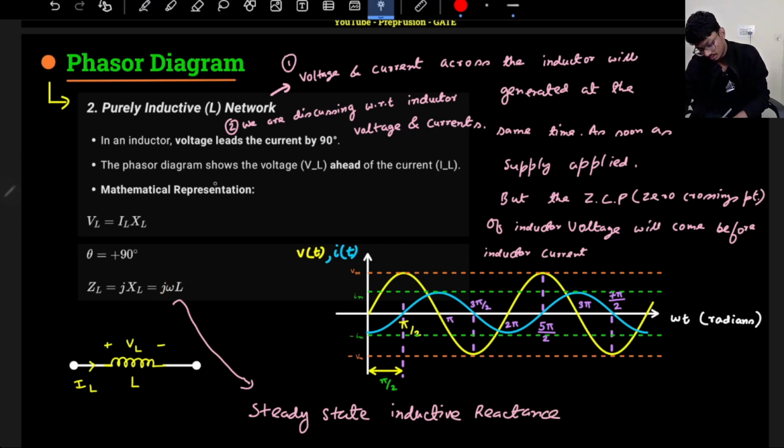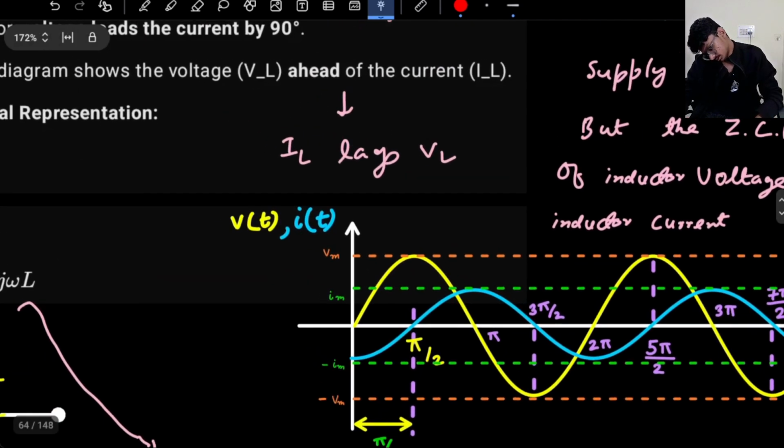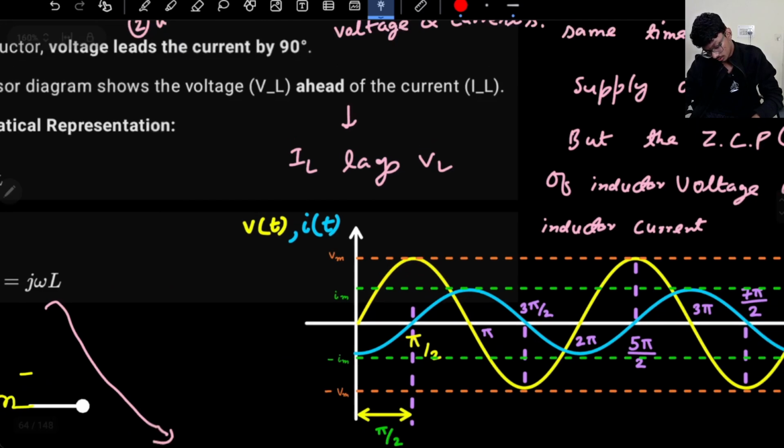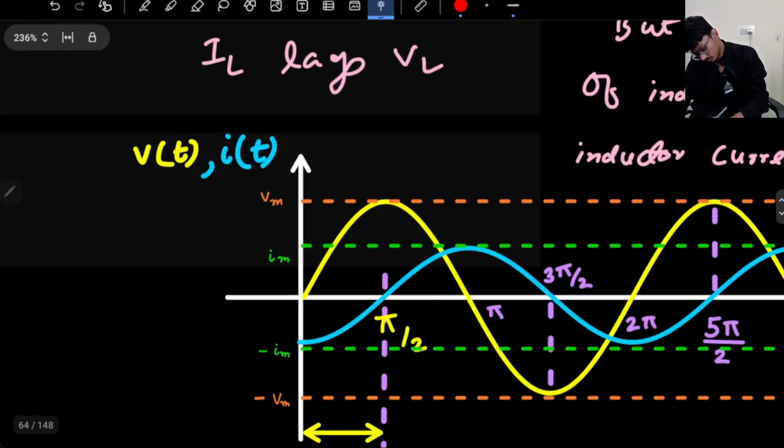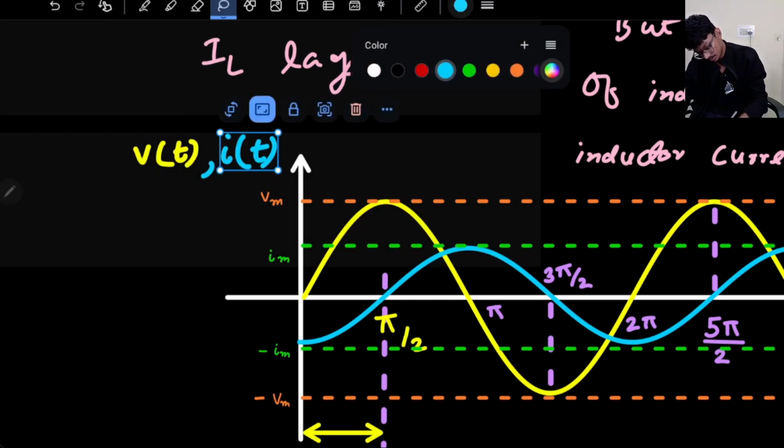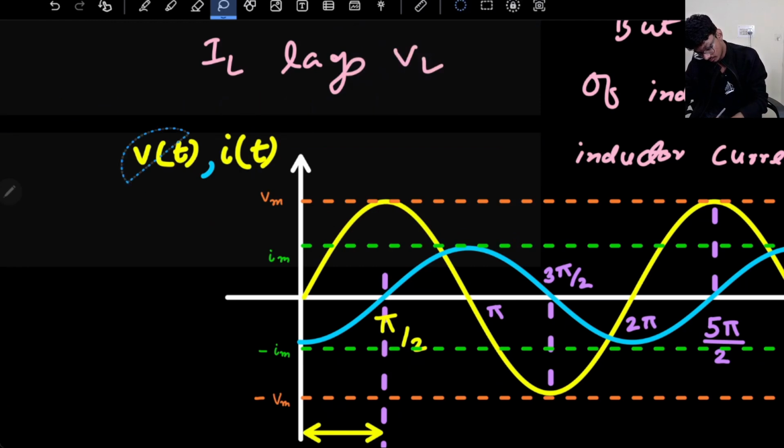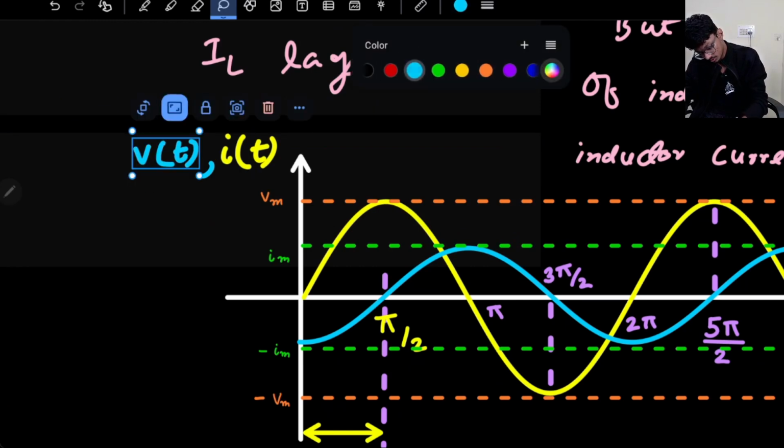Okay, so either you can write that the phasor diagram shows VL is ahead of the current, or you can write IL lags VL. From this diagram also you can see the zero crossing point of VL is happening first, then the zero crossing point of IL. Okay, so actually, we have the current waveform here. Something is wrong, this is not the correct one. So your current waveform is actually the yellow one, and the blue one is your voltage waveform.